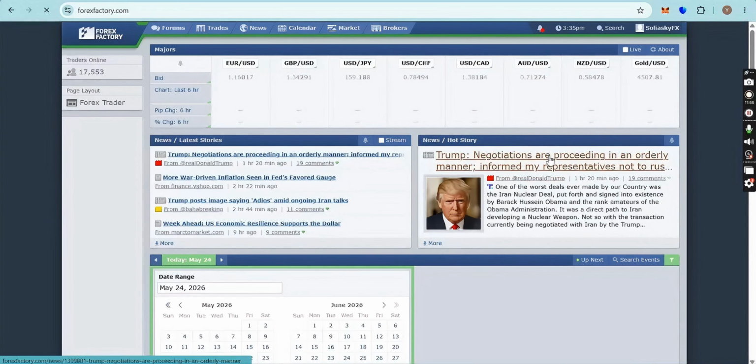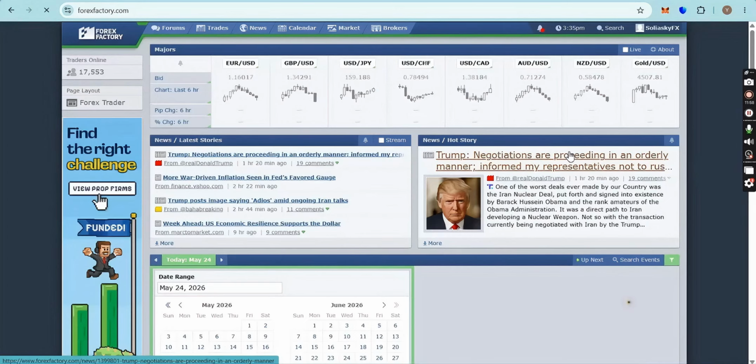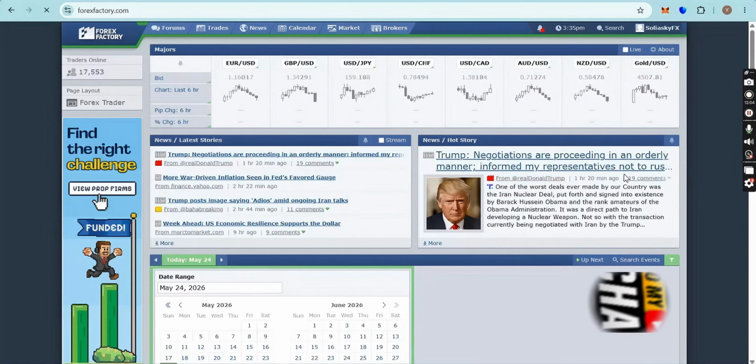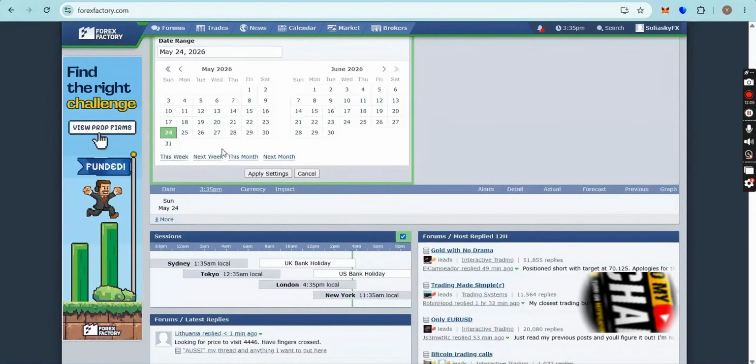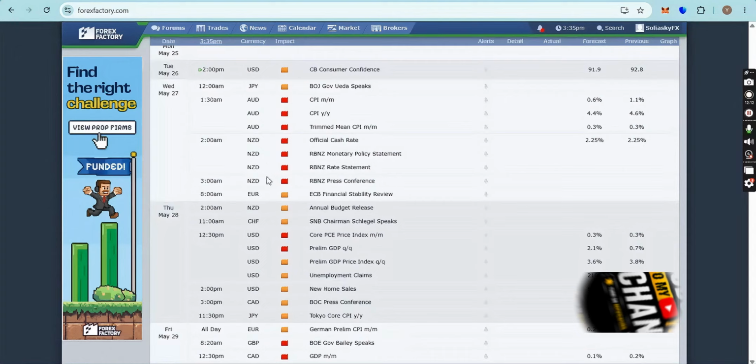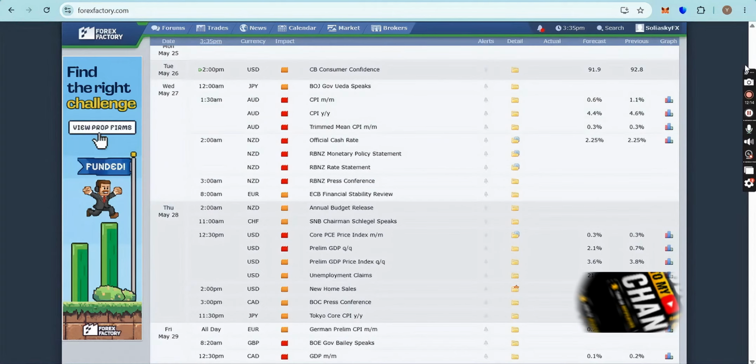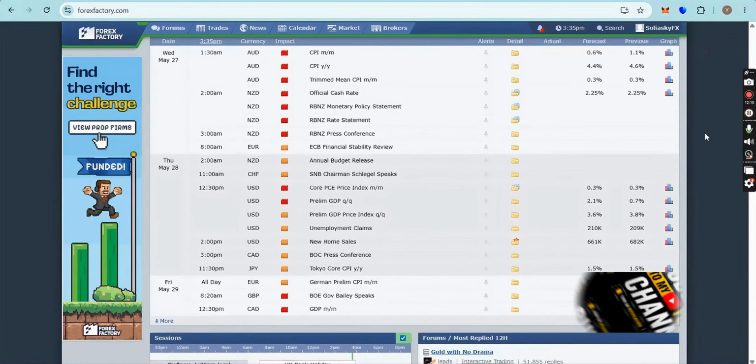Trump: negotiations are proceeding in an orderly manner. Informed my representatives not to... I don't know. I don't want to open this. I'm not basically here for this. So if they are ending the war, if there is good news about the war, we can basically say that we expect bullishness in the market. This is not financial advice.